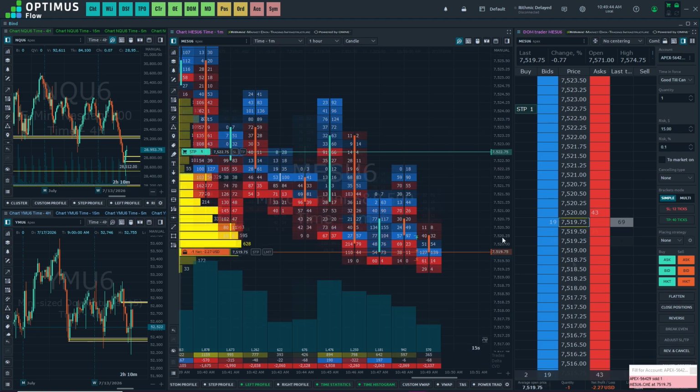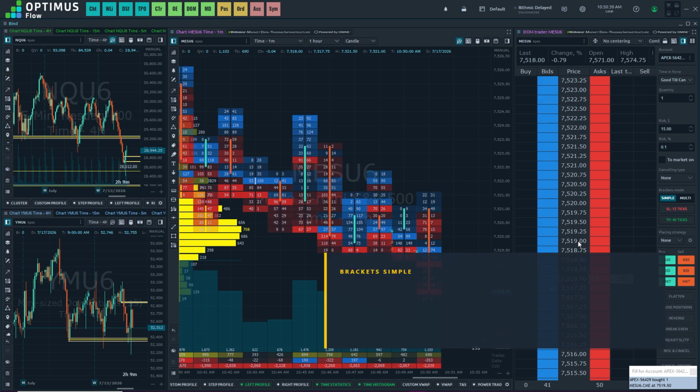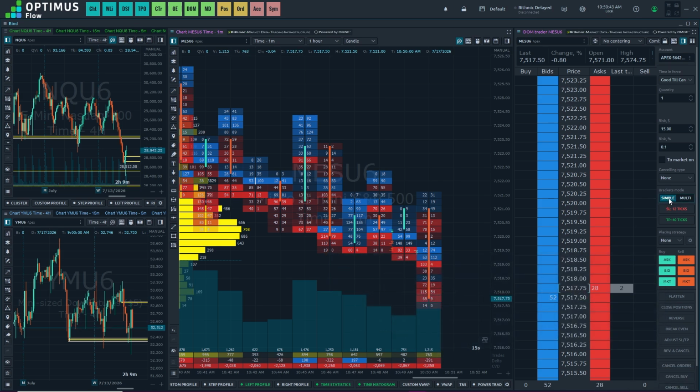footprint chart. One more thing worth showing are bracket orders. Now you'll notice that when I placed an order and my order got filled, it automatically placed a stop as well as a take profit. That's a bracket order. And you can activate that very easily in the depth of market by coming over here to the right and clicking on simple bracket mode. And I have my stop loss set at 12 ticks and my take profit at 40 ticks.